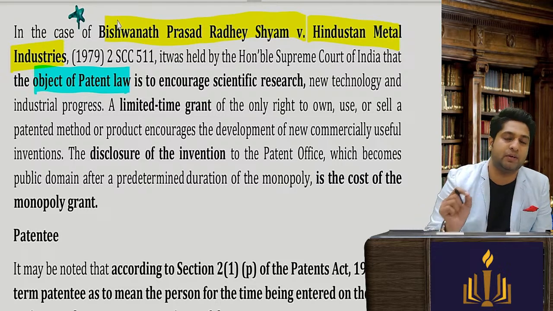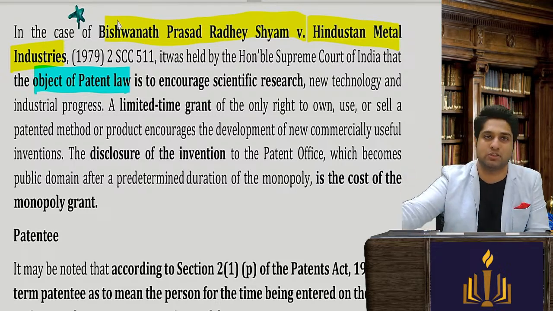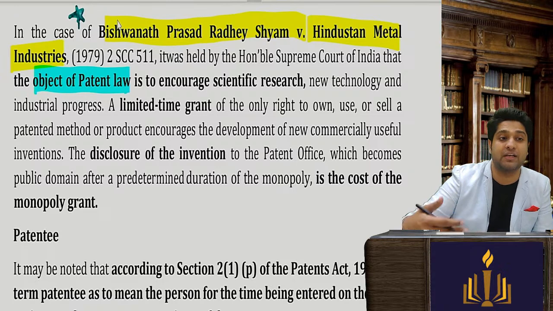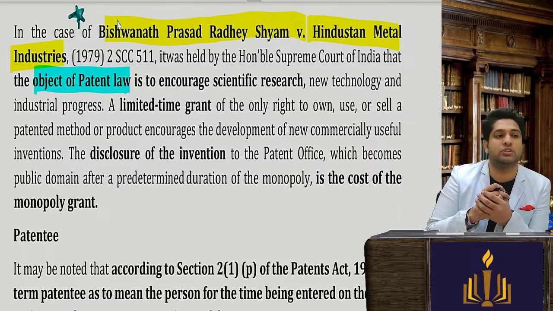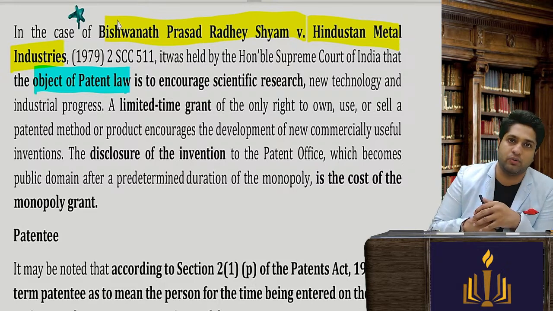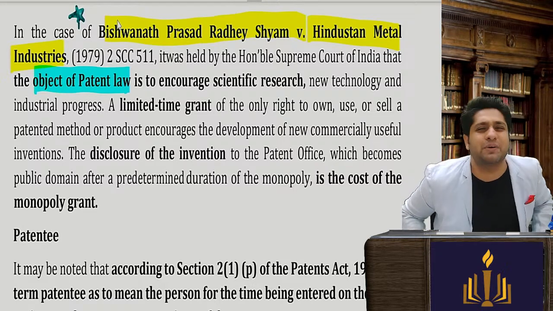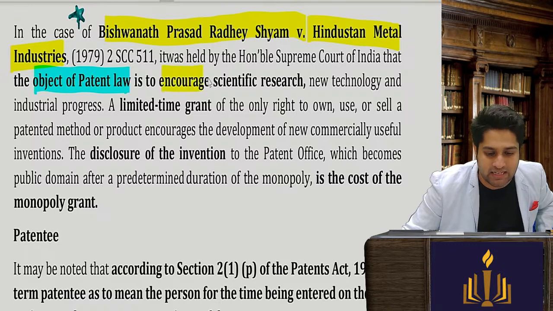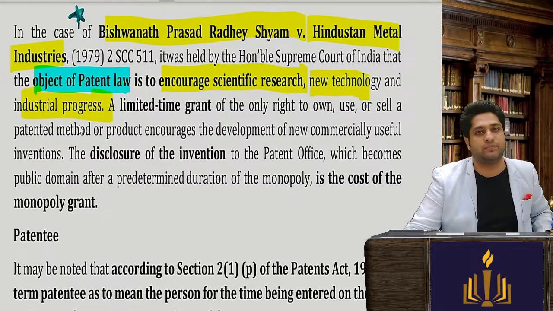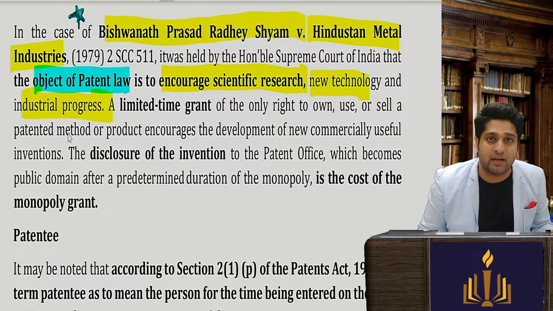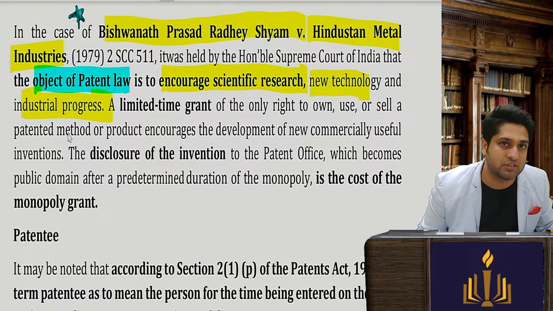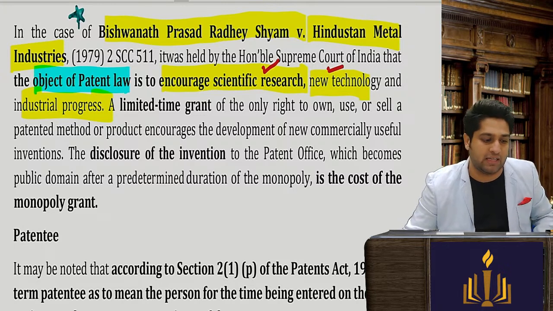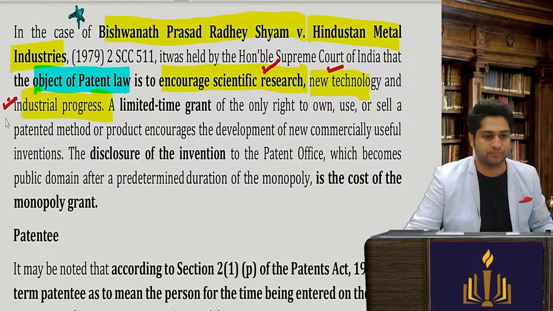So you will write, whenever any question is there, that the patent is an exclusive right, definition of patent you can write, and then you say that the object of the patent has been given in Vishwanath Prasad versus Hindustan Metal Industries. What is it according to you? I believe you will also be able to tell. What is the purpose of giving this monopoly right to an inventor? So again, it will encourage scientific research, new technology and industrial progress. If I am getting a monopoly right, I will be encouraged to invest in finding more inventions. So there will be more scientific advancement, there will be newer technology available, and industries will progress.